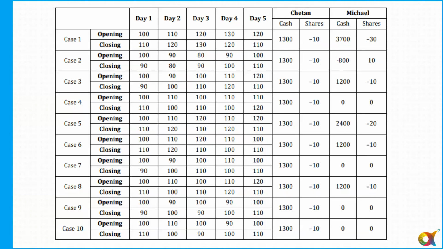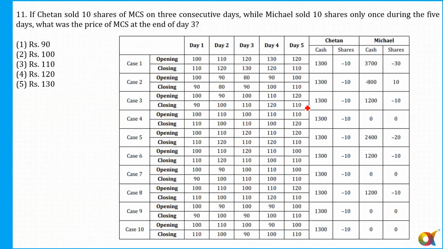Now let's come to the questions here. It says if Chetan sold 10 shares of MCS on 3 consecutive days. So 3 consecutive days he is selling. Let's select a highlight. Yes. So Chetan sold 10 shares on 3 consecutive days, but Michael sold 10 shares on 1 day. So Michael is selling only once and Chetan is selling on 3 consecutive days.